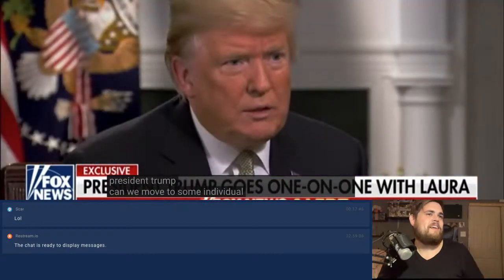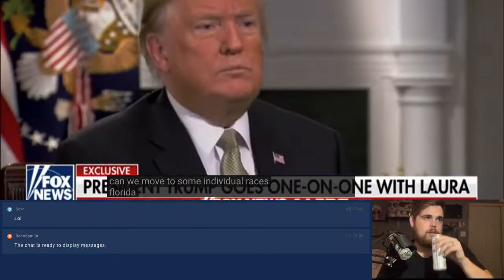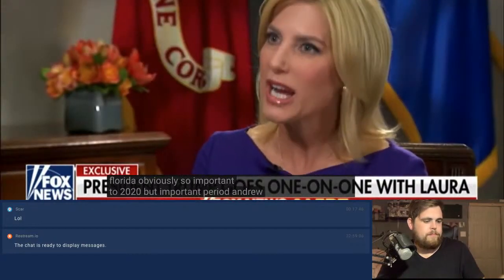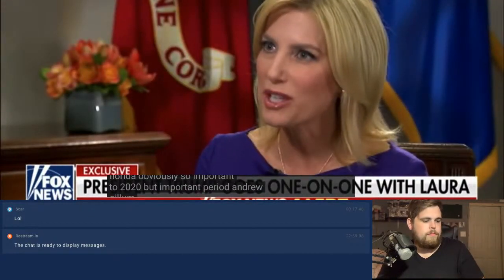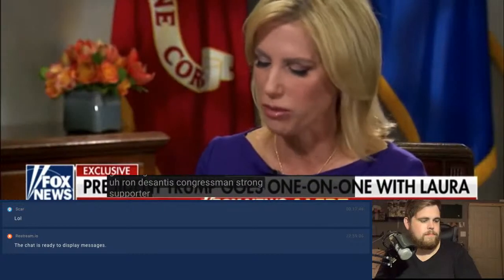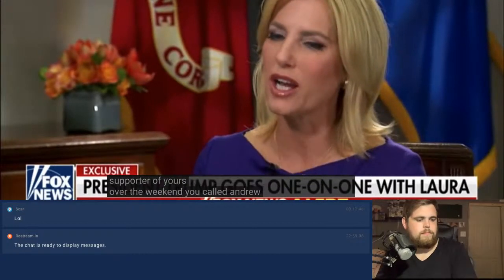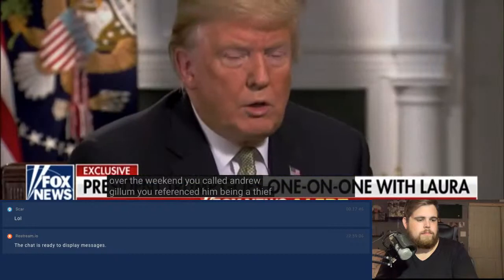Can we move to some individual races? Florida, obviously so important to 2020, but important period. Andrew Gillum against Ron DeSantis. Ron DeSantis, congressman, strong supporter of yours. Over the weekend, you called Andrew Gillum, you referenced him being a thief. What did you mean by that?